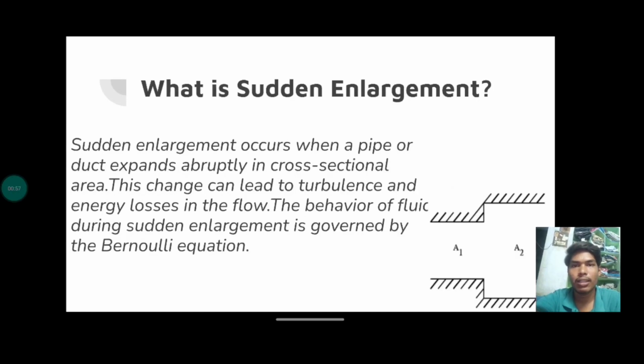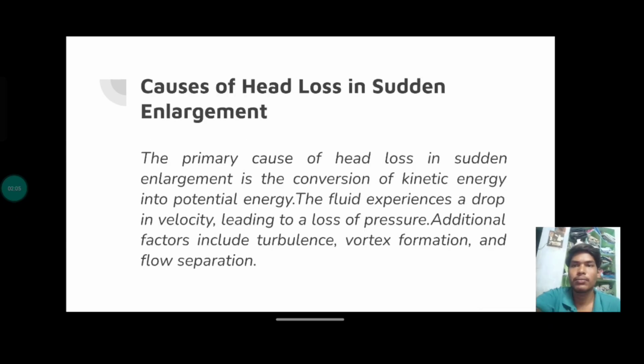What is sudden enlargement? Sudden enlargement occurs when a pipe or duct expands abruptly in cross-sectional area. This change can lead to turbulence and energy losses in the flow. The behavior of fluid during sudden enlargement is governed by Bernoulli's equation. Here is the figure of sudden enlargement, A1, A2.